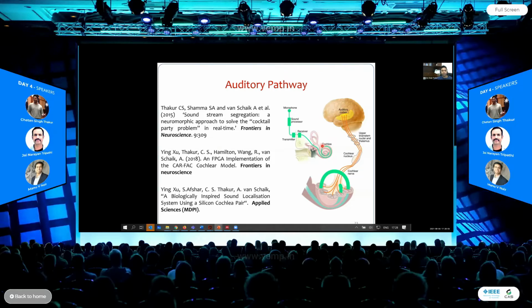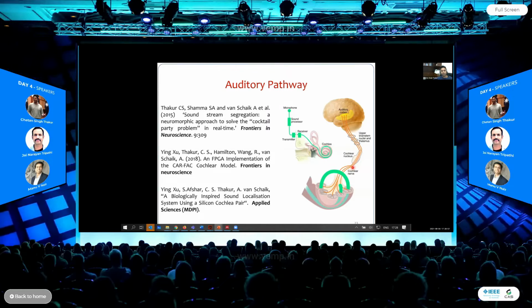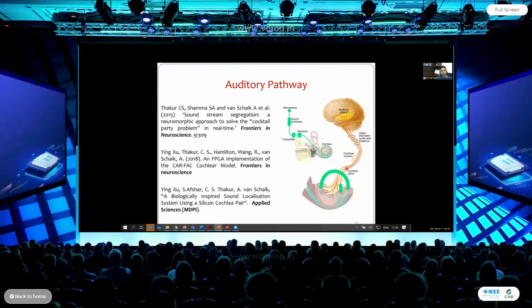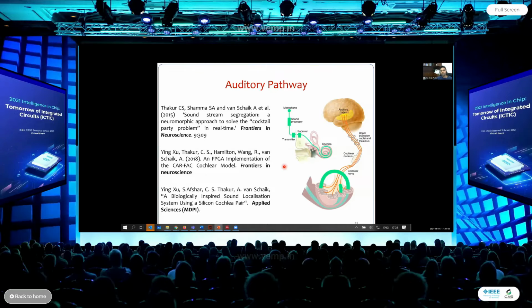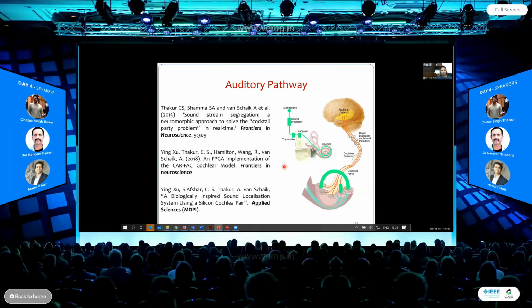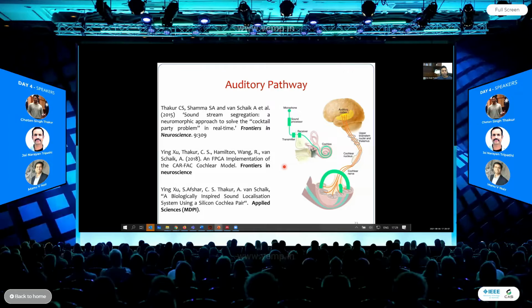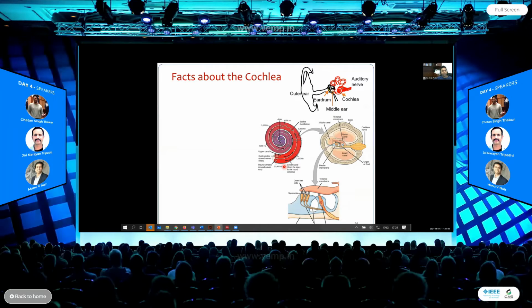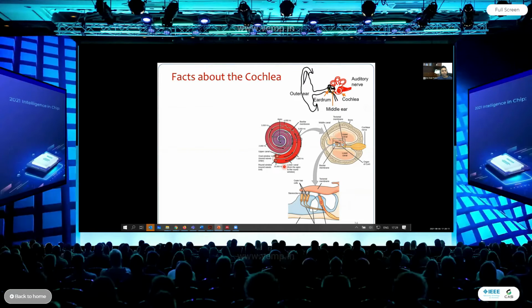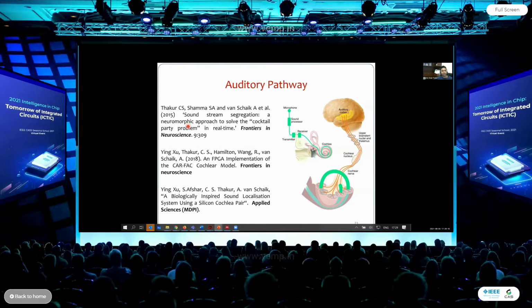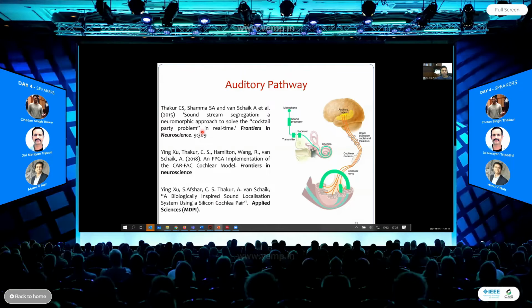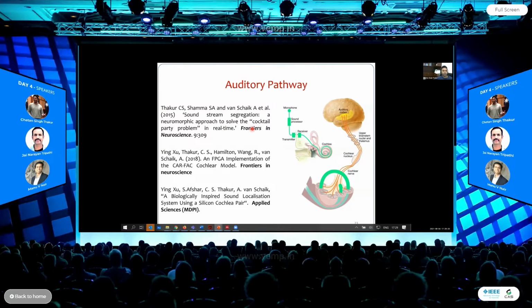So we'll go into a little more detail here on how the pathways look, but this is what we'll be talking about in the next couple of minutes. I'll be talking about two pathways. One is sound localization, and another is sound stream segregation, which is a simple modeling of the cocktail party problem, and how we can solve that.